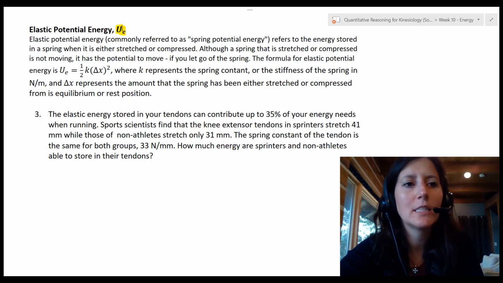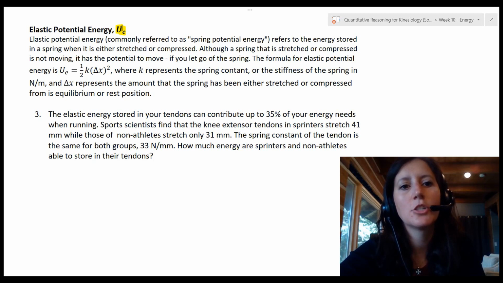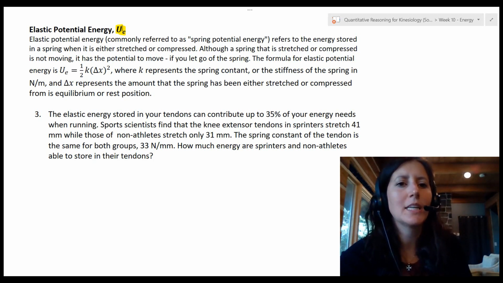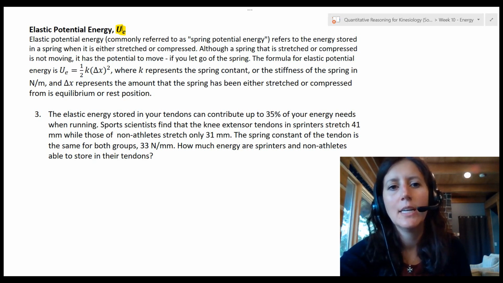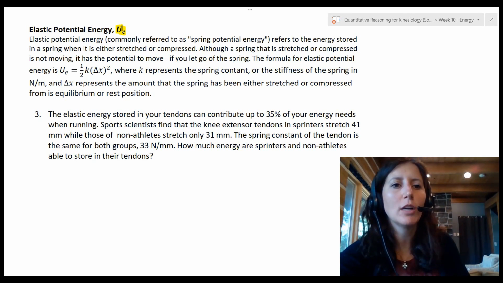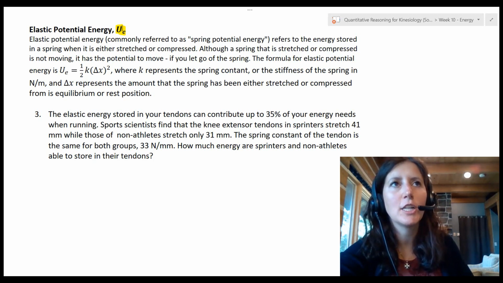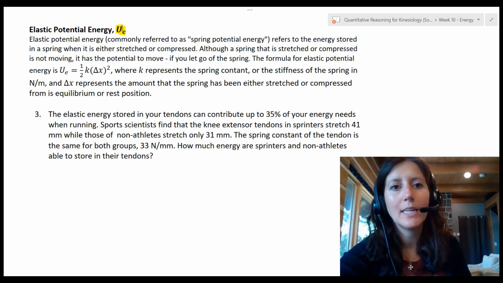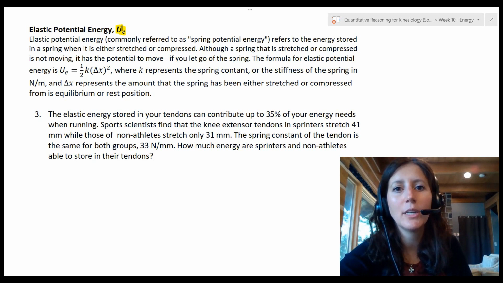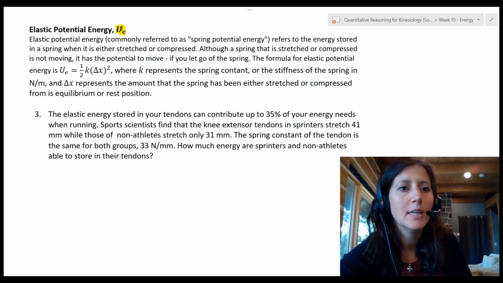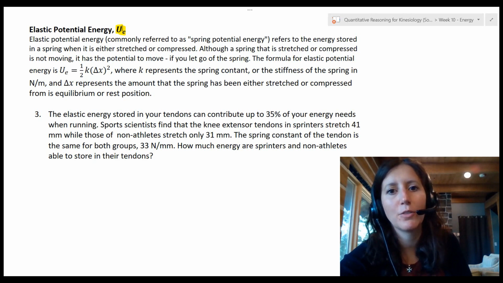It's referring to the energy that's stored in a spring when it's either stretched or compressed. So if you have a spring that's just sitting there, nobody stretched it or compressed it, it doesn't have any energy. But if you were to stretch it, it has the ability to move an object. If you stretch it and hold it stretched, it's not moving and it's not able to move anything because you're holding it. So it doesn't have kinetic energy, but it does have elastic potential energy, because if you were to let go of it, it would cause something to fly or move. A spring that is stretched or compressed is not moving, but it still has the potential to move if you let go.